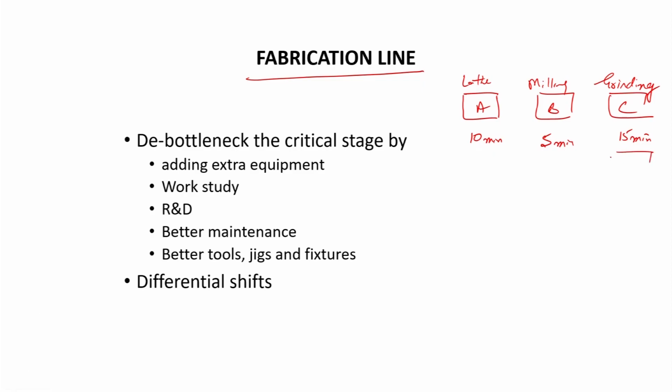I can have 2 machines of C. In that case, by adding a small resource, if I am having 2 machines of C, the cycle time of this will reduce to 7.5, this will reduce to 5 minutes, and this is 10 minutes. So, earlier I was able to produce 4 units per hour. Now, by adding a small resource, duplicating C, I will be able to produce 6 units per hour.